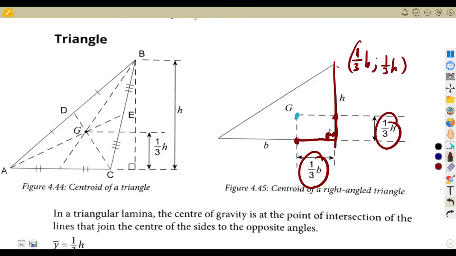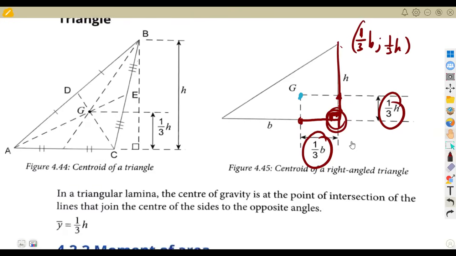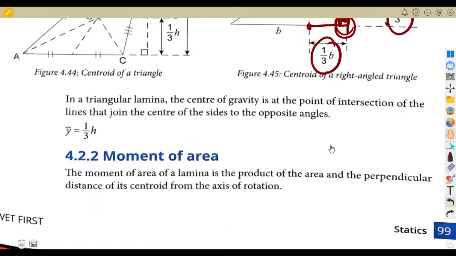But this one is the most important: you must have a perpendicular height to use this. All right, so we shall talk about that in our questions.